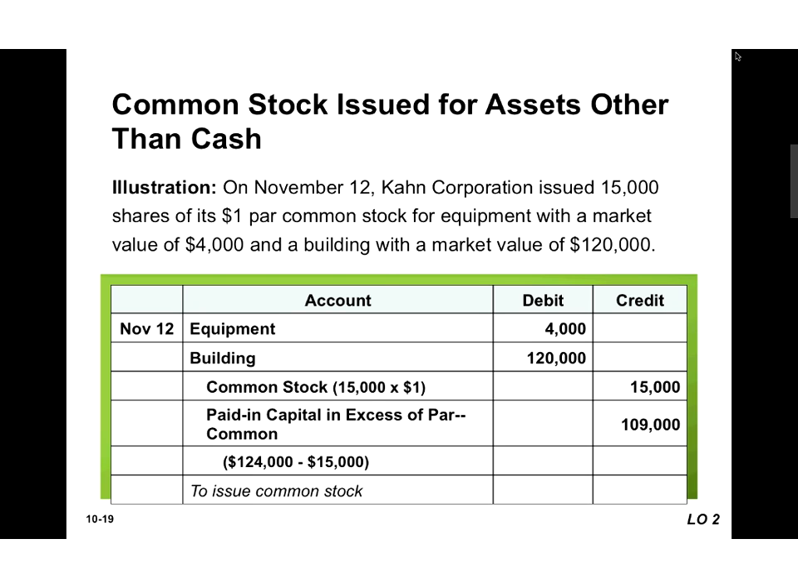So when that happens, we want to debit the things that were contributed for their fair market value. So equipment, we're told, had a fair market value of $4,000. The building had a fair market value of $120,000. So the first two accounts, the equipment and the building, are at fair market value. And then common stock is the 15,000 times the $1, the number of shares times the par value. And then paid in capital in excess of par is going to be the difference, what we need to balance the journal entry. So that's the 4,000 plus the 120,000, the two fair market values, less the par value, and that will be what goes into paid in capital in excess of par. So that's our plug figure.